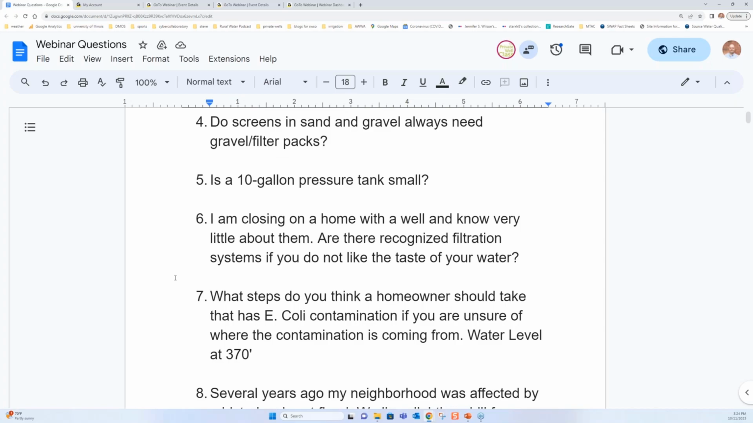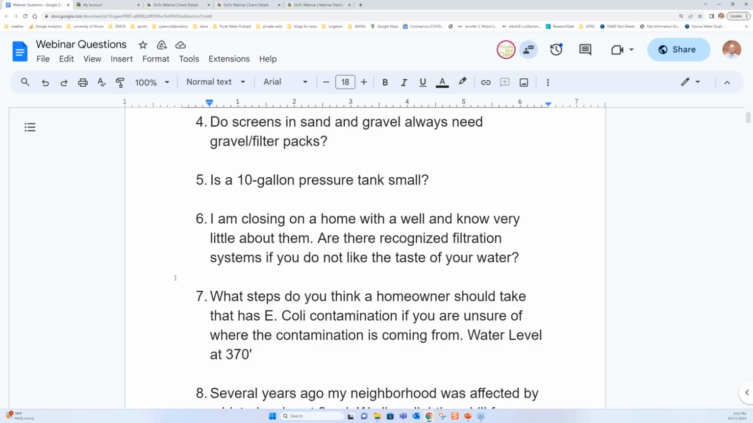What steps do you think a homeowner should take that has E. coli contamination if you are unsure of where the contamination is coming from? The water level is at 370 feet. So E. coli is a fecal coliform, and having it means it's not about your water level or how deep your well is per se. It's about meaning that somewhere near the surface, something could have gotten in your well. It honestly could have been something like the well was opened for some reason and something got in.